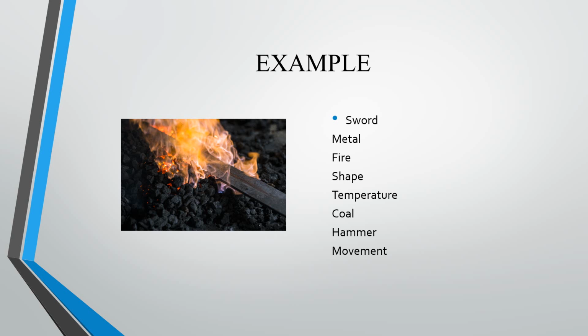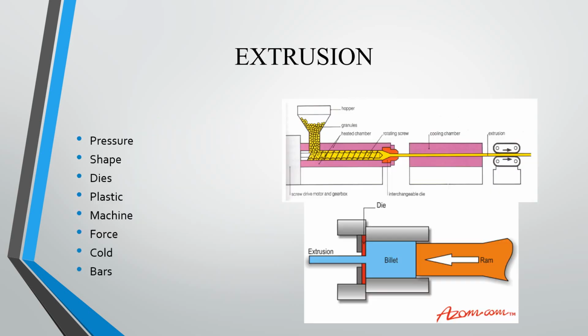But also at the same time you have to move that piece of metal to get that specific form that you want of the sword, right? The temperature here is very important, because the metal has to be in a red color, alright?